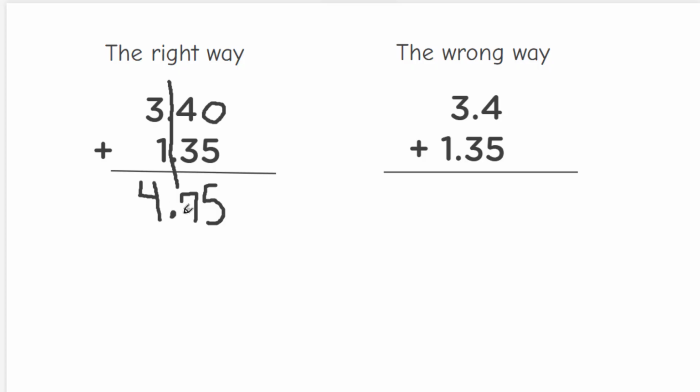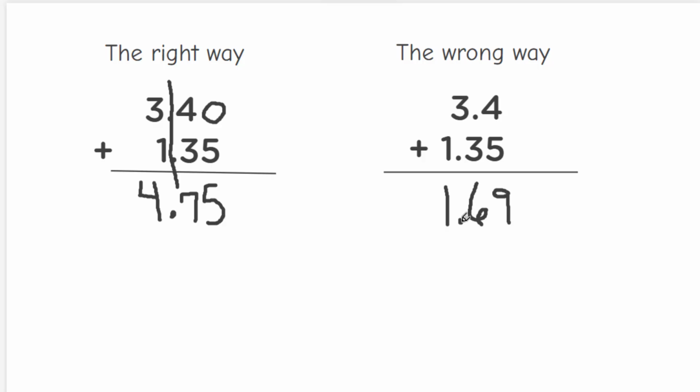Now I'm going to show you the wrong way. You're just going to line up those numbers like you used to do, right? Before you even knew what decimals were. Now I would add 4 plus 5 is 9. 3 plus 3 is 6. And we'll bring that 1 here. And I guess I'll just bring that decimal in the second one down. I don't know where it goes.